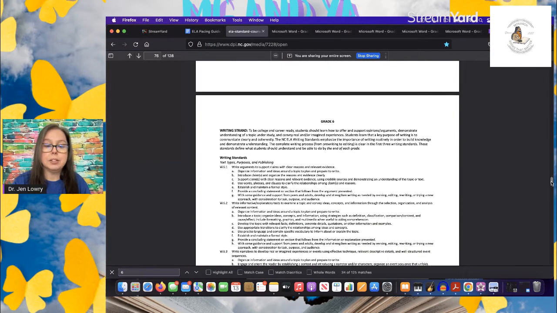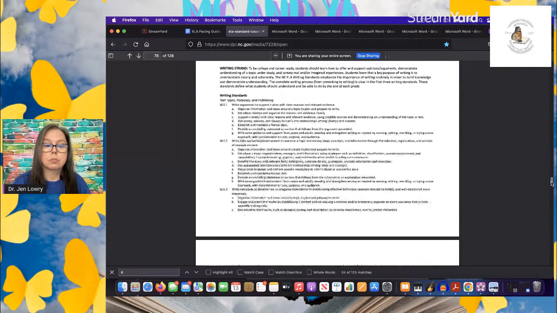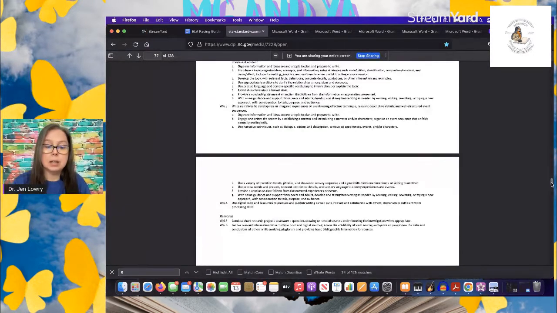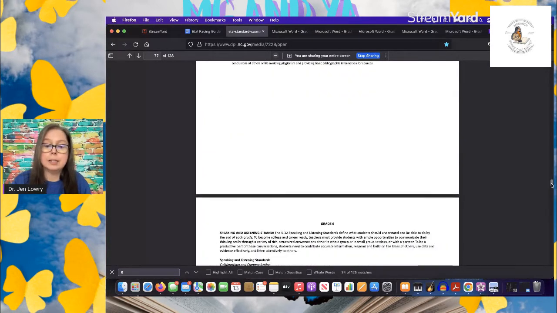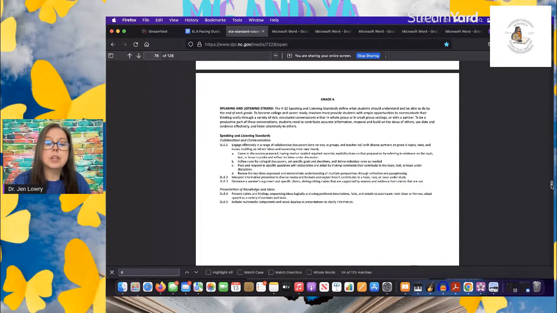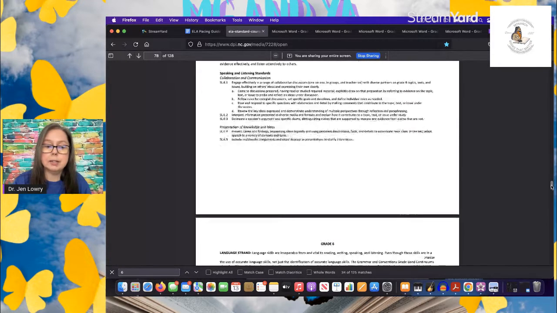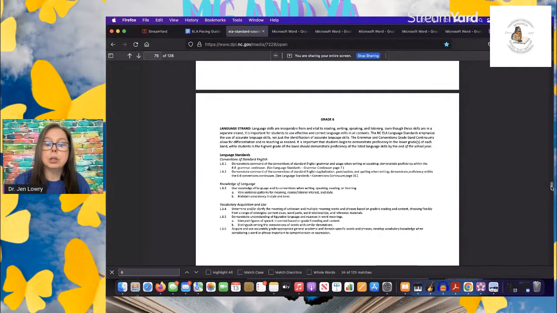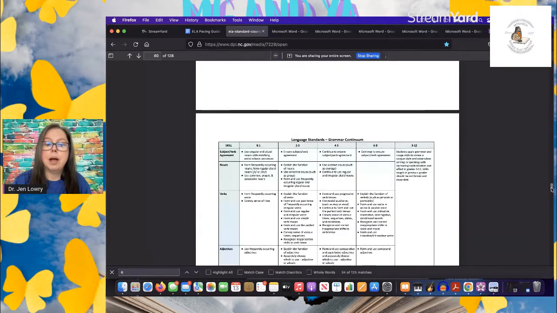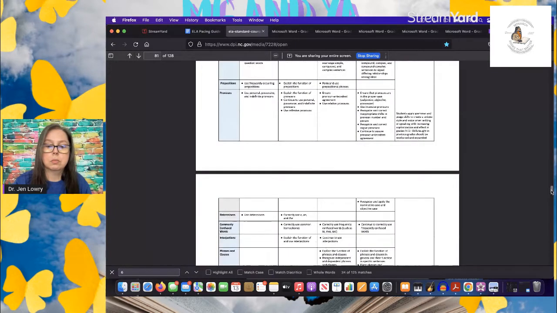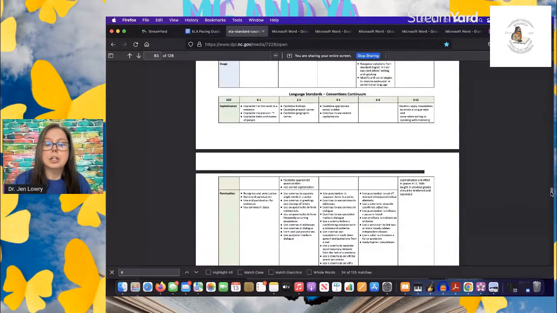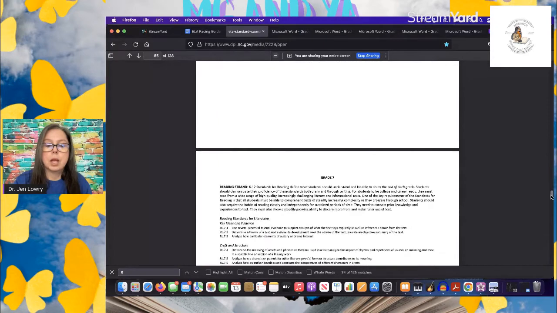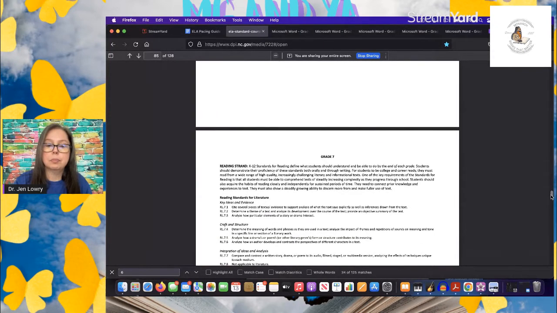Then we have our writing strands. There are 6 objectives underneath every writing strand for grades 6-12. Then you have your speaking and listening strands. And then you scroll down and you have your language strand. Then you have your language grammar continuum and conventions. And then you move into 7th.